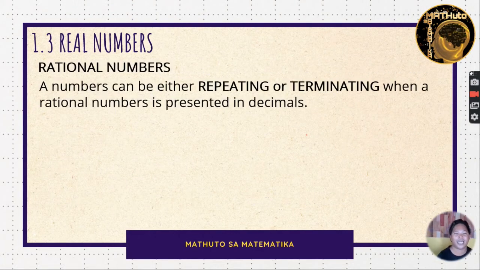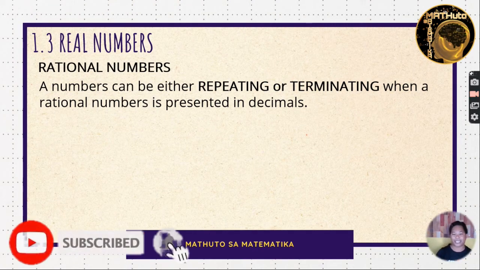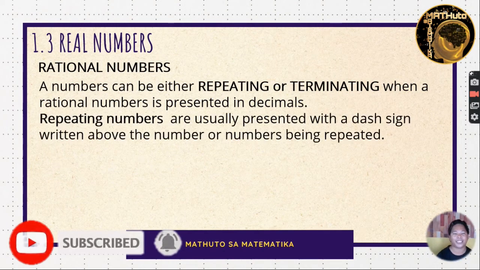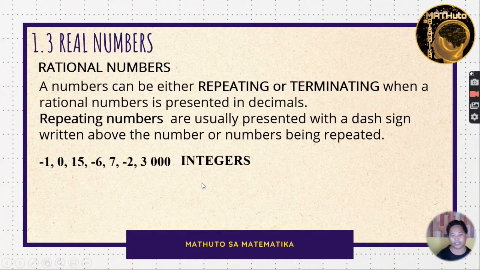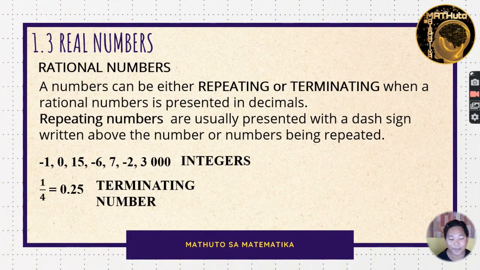So, rational numbers can be either repeating or terminating when a rational number is presented in decimals. So, repeating numbers are usually presented with a dash sign written above the number or numbers being repeated po. So, meron po tayong mga repeating numbers. So, we have negative 1, 0, 15, negative 6, 7, negative 2, 3,000 are integers po. So, integers po yan. 1 over 4 is a rational number po. Pero, this is an example of terminating number.